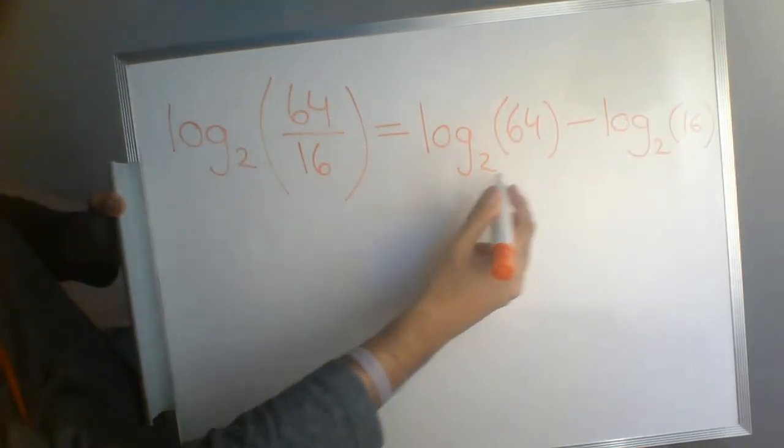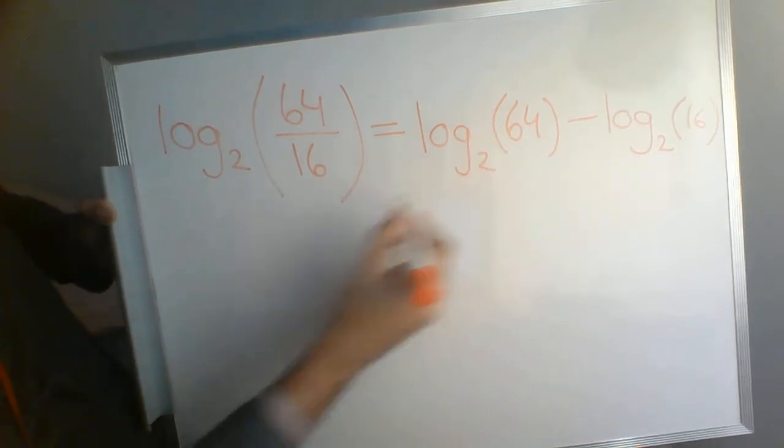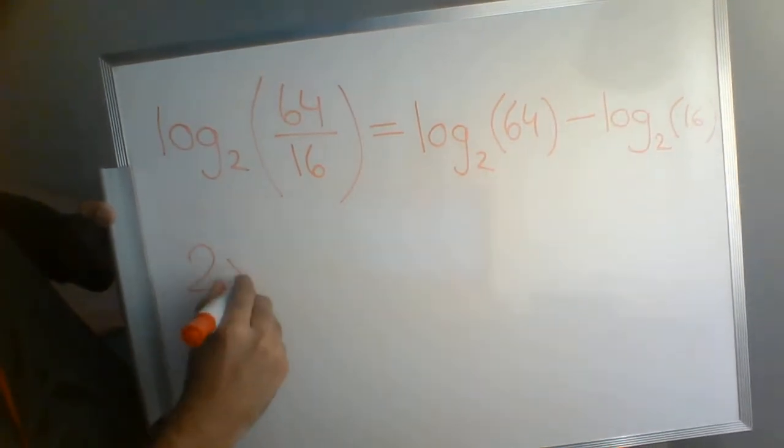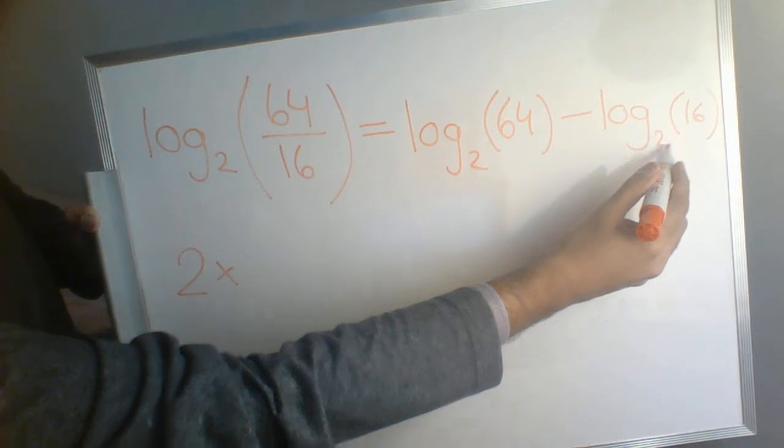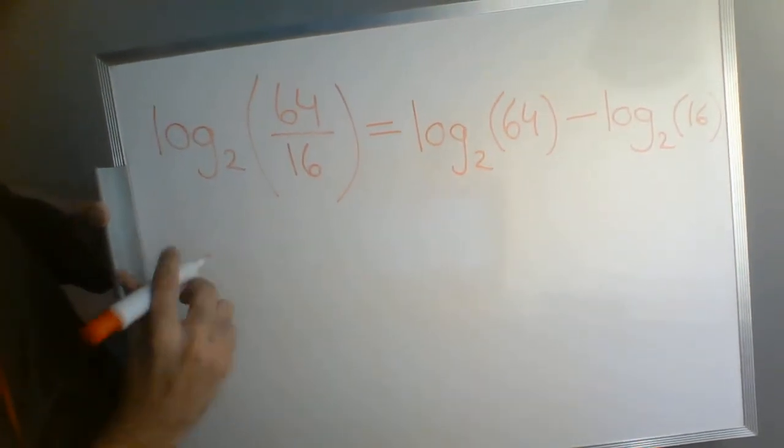Now, log base 2 of 64 is asking us how many 2's we need to multiply together to get to 64. And the other one is asking us how many 2's we have to multiply together to get to 16. So let's start with the 64 one.